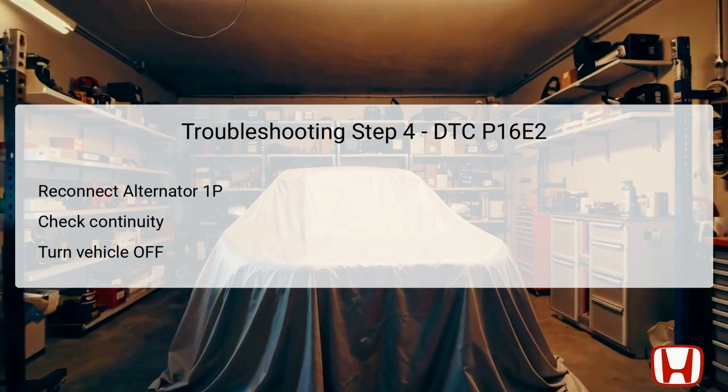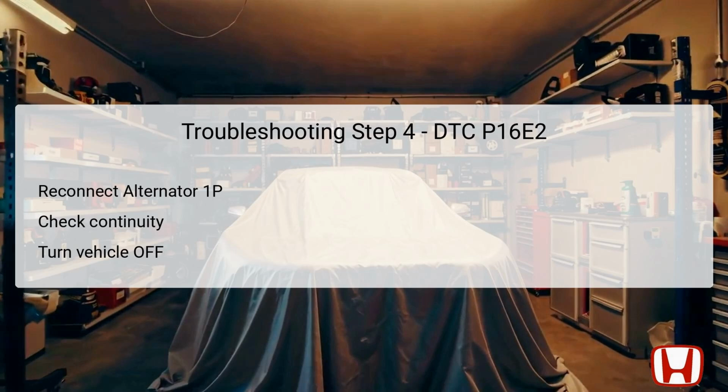Start this troubleshooting step by turning the vehicle to the off-lock mode before disconnecting the alternator 1P connector. Once this connector is removed, you need to check for continuity between specific test points: the alternator 1P connector's female terminal, number 1, and the body ground. This will determine if the wiring is intact and free from faults.